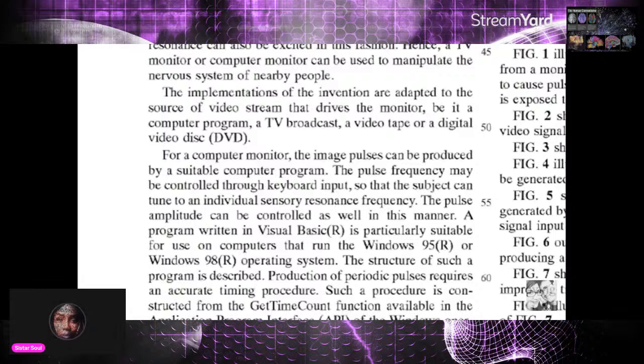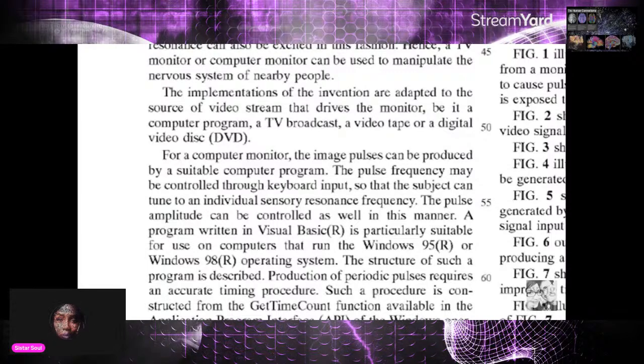The monitor, which is a TV or the computer monitor, can be used to manipulate the nervous system of nearby people. The implementations of the invention are adapted to the source of video stream that drives the monitor, be it a computer program, a TV broadcast, a videotape, or a digital disc, a DVD. For a computer monitor, the image pulses can be produced by a suitable computer program. The pulse frequency may be controlled through keyboard input. Listen, the pulse frequency, with your epidermal energy that you're using that comes from your fingers.